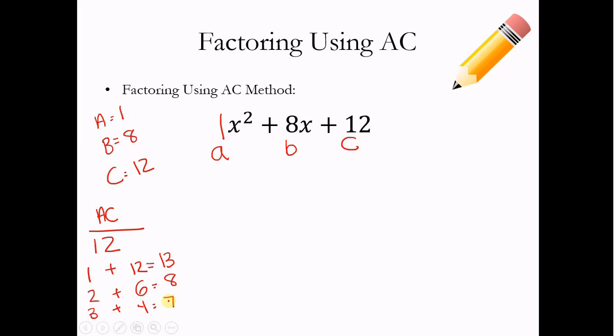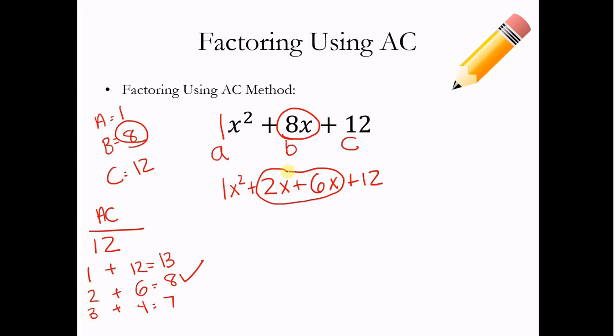So remember, our question was, what two numbers, when you add them together, will give you B? B is 8. So which one of our group of numbers gave us 8? 2 and 6, right? So what I'm going to do is, instead of having 8x in the middle here, I'm going to use 2x plus 6x. So let me show you how I'm going to rewrite this. Like that. So 2x plus 6x is technically 8x, right? If you add those two together.